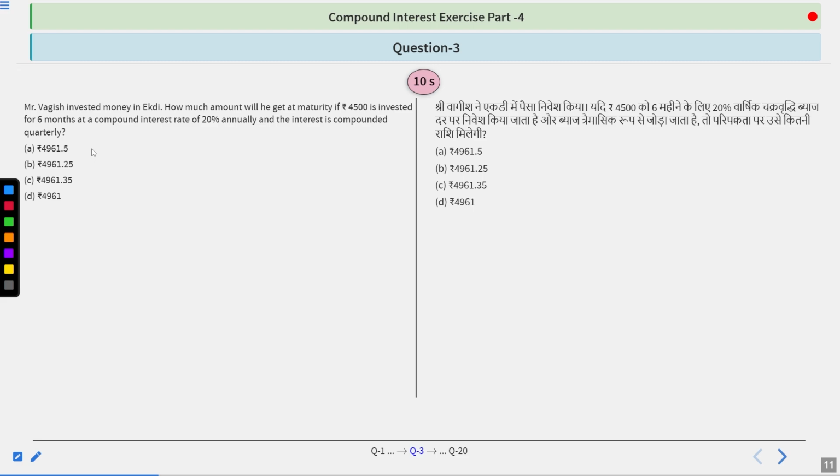Next, Mr. Wagis invested money in AGD. How much money will he get at maturity if rupees 4500 is invested for 6 months at a compound interest rate of 20% annually and the interest is compounded quarterly? And the options are option A, rupees 4961.5, option B is rupees 4961.25, option C is rupees 4961.35, and option D is rupees 4961. These are the options.